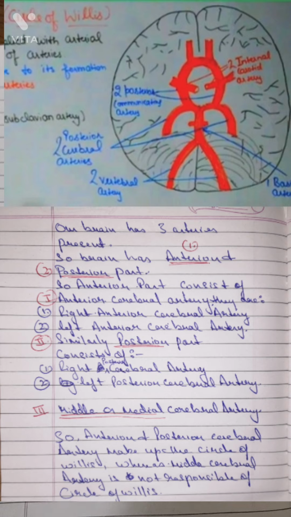These two are the posterior part of the brain, and in the middle part of the diagram you can see the middle or medial cerebral artery. But this middle cerebral artery is not responsible for making the circle of Willis. It is not a part of the circle of Willis. The anterior and the posterior cerebral arteries make up the circle of Willis, whereas the middle cerebral artery is not part of it.